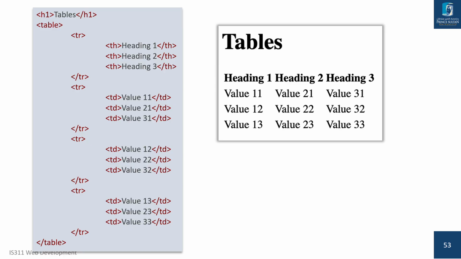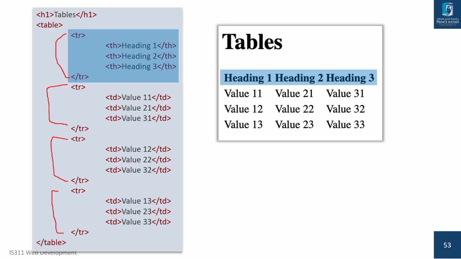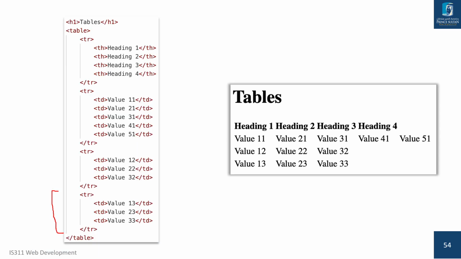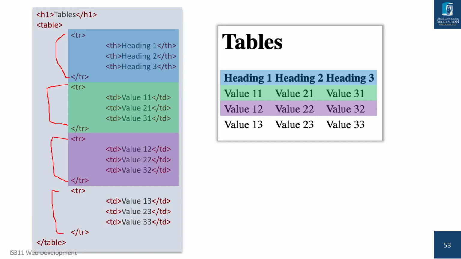You can say that we have the three rows. The first row here contains the headings. Then this is a second row, which contains the data part. This is a third row, and this one is the fourth row. So if I quickly show you, this is our heading, this is our second row, this is our third row, this is our fourth row. Whenever we want to show a table, it always comes inside the table tag, and inside the table we have the tr, and inside the tr we have the th or td, depending on whether it is a heading or data.